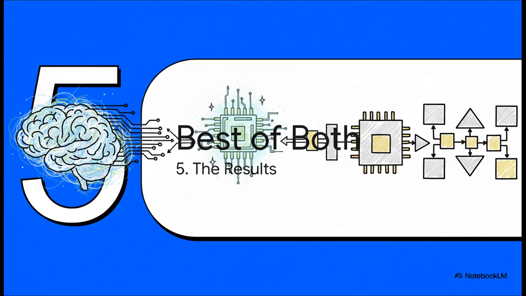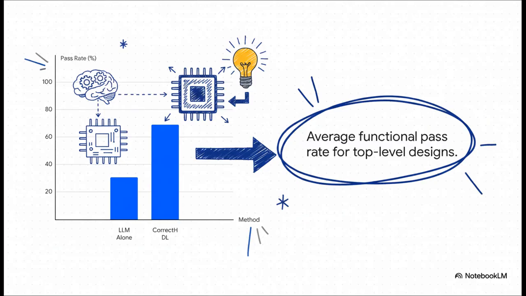And the results? They're pretty mind-blowing. First things first, does it actually work? Look at this. Left to its own devices, the LLM passes the test less than a third of the time. But with the CorrectHDL teacher guiding it, boom, the pass rate more than doubles to nearly 70%. That is a gigantic leap in reliability.